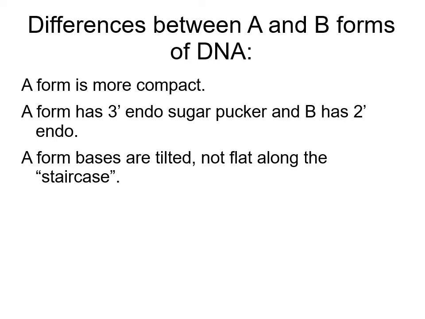So, differences between A and B. A is more compact. This A form has the 3' endo sugar pucker, and the B has the 2'. I should have said this before: the A form bases are not flat along the staircase or helix. They're actually tilted relative to the axis. And there are other physical differences as well.